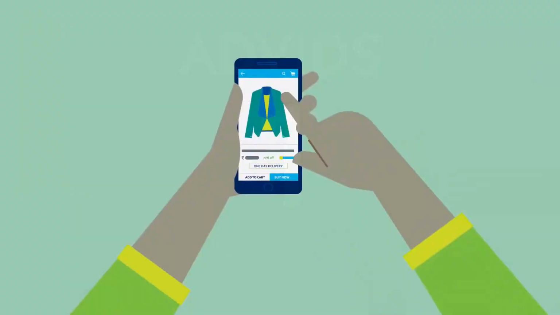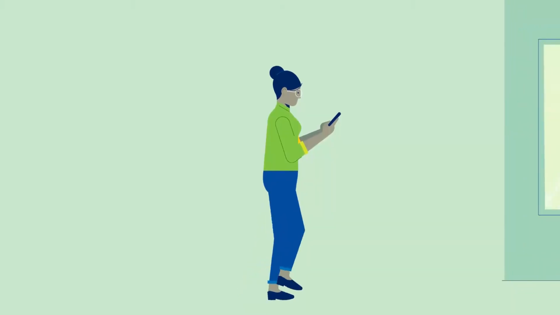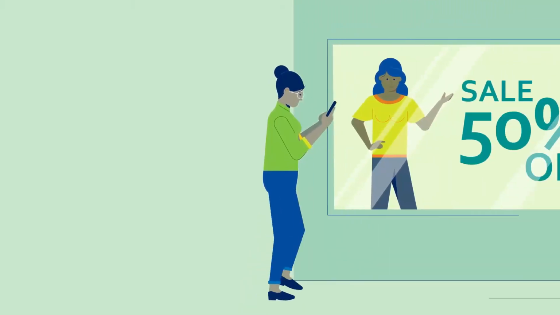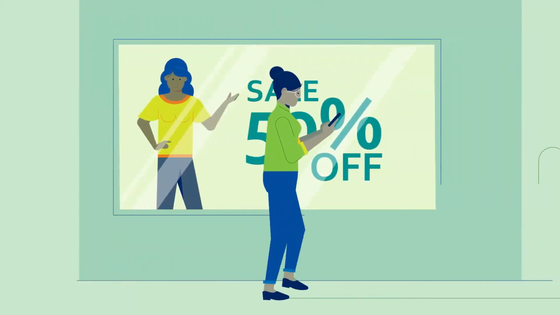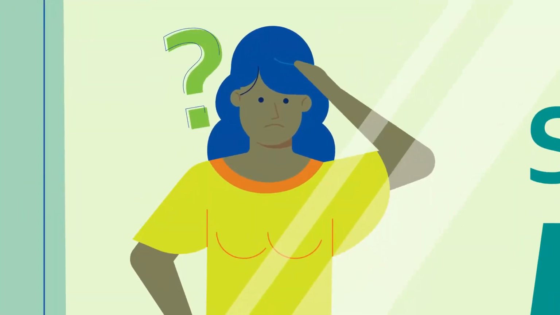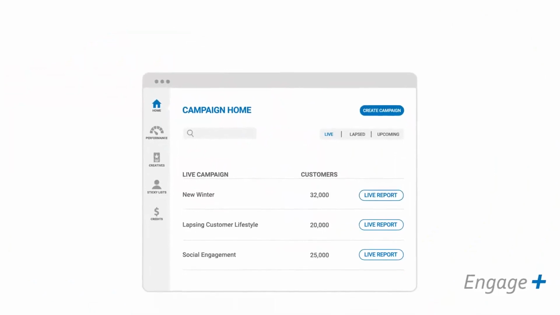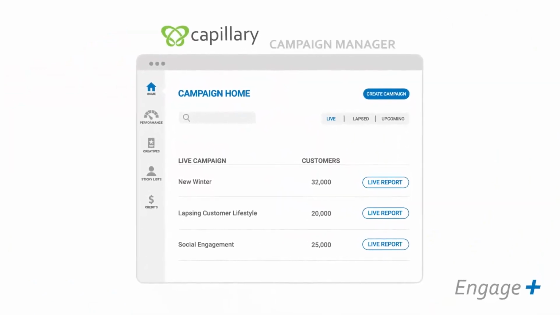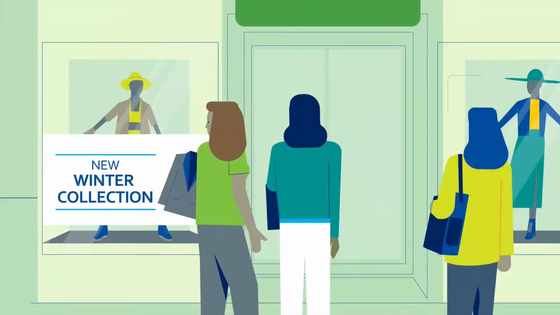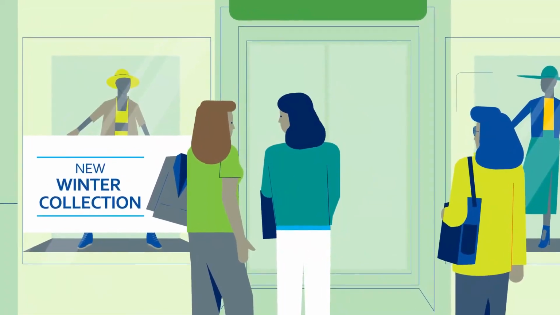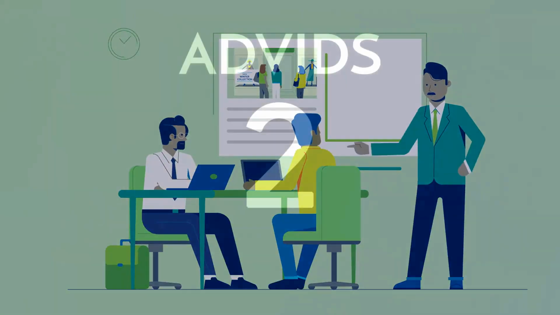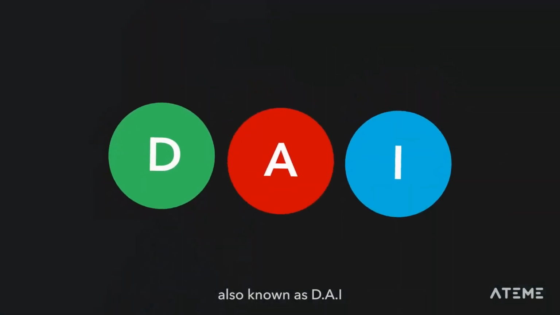And they want it. So why bother with mass-targeted campaigns that are hit or miss at best if most of them find it irrelevant? Isn't there a better way to approach this? We have just the thing, the Capillary Campaign Manager. Say your women's apparel brand just launched a new winter collection. As a marketing manager, also known as DAI.